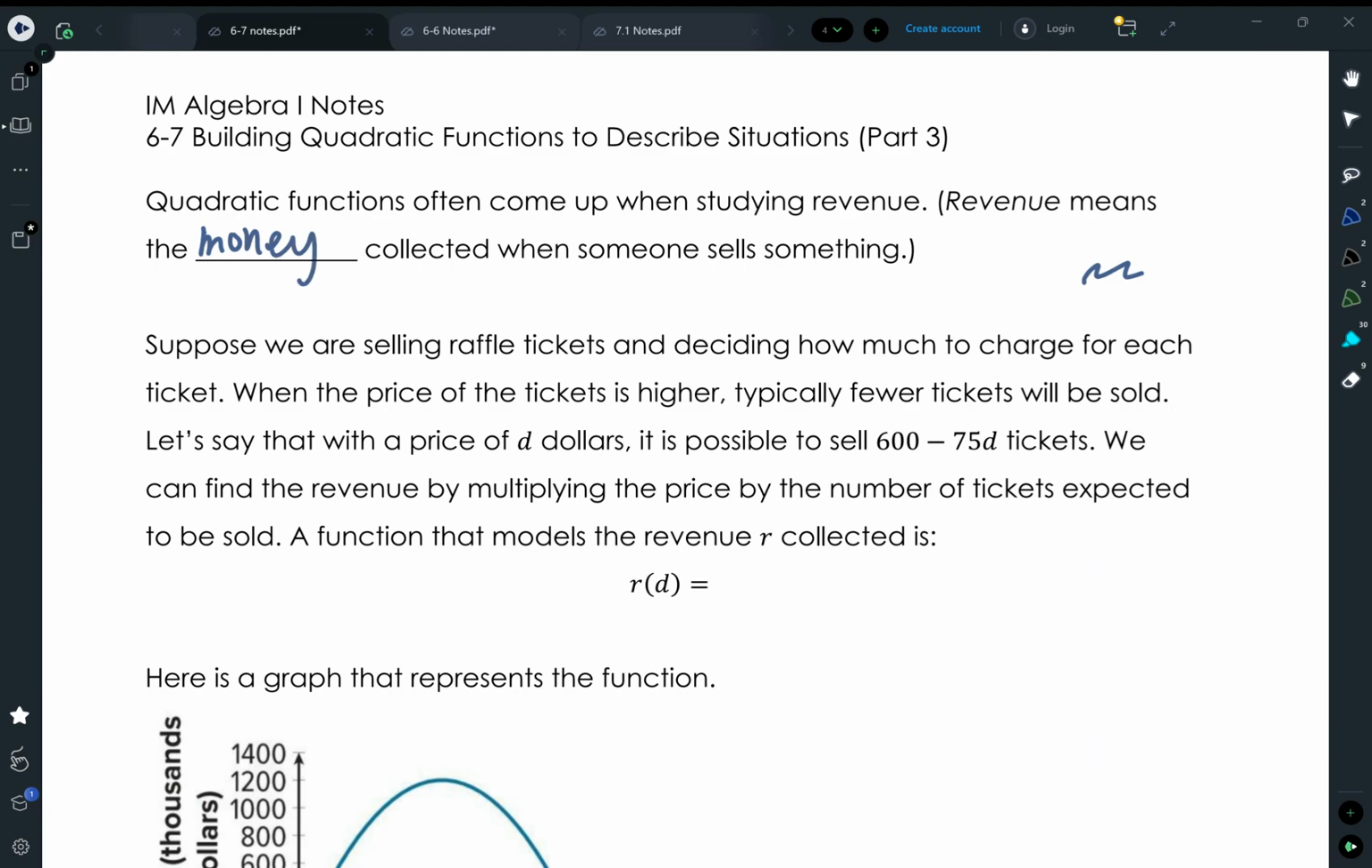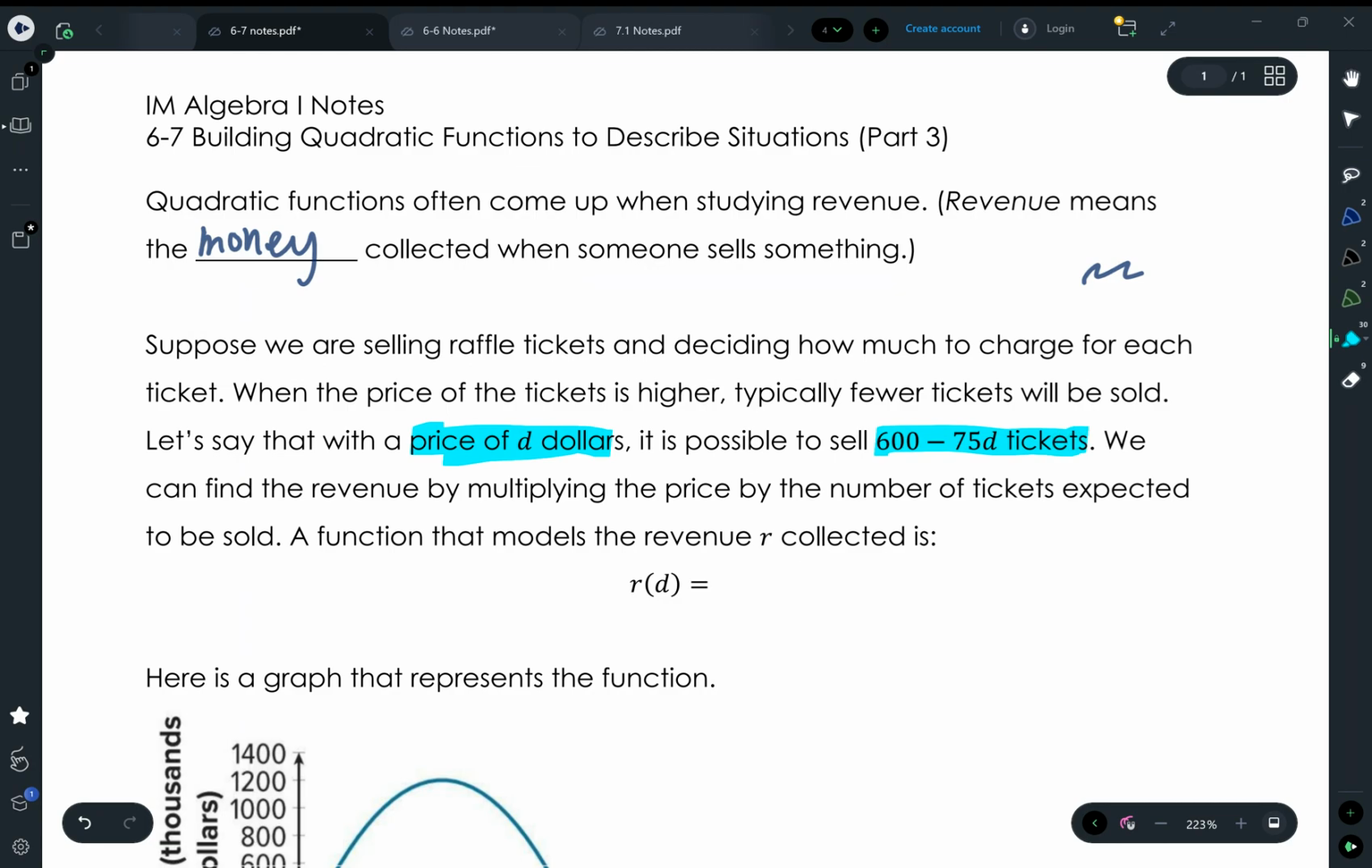Suppose we are selling raffle tickets and deciding how much to charge for each ticket. When the price of the ticket is higher, typically fewer tickets will be sold. Let's say that with a price of D dollars, it is possible to sell 600 minus 75D tickets. So our price is D dollars, and it says 600 minus 75D tickets. That's going to be our number of tickets we sell.